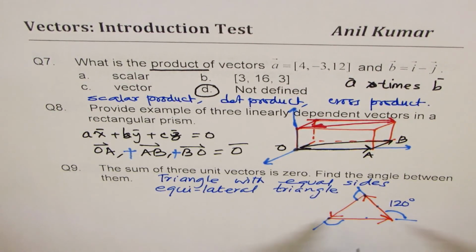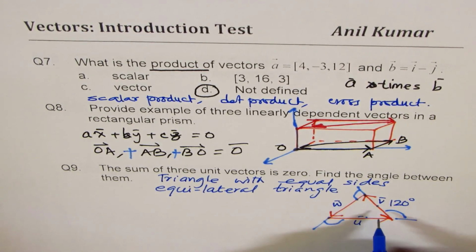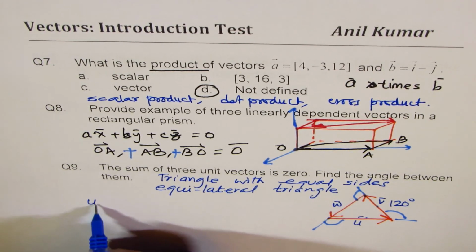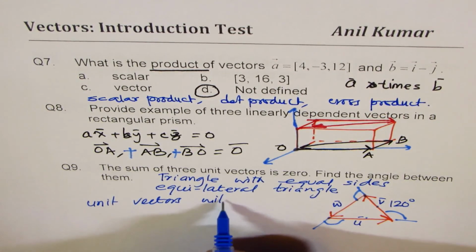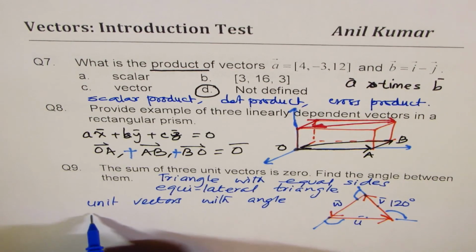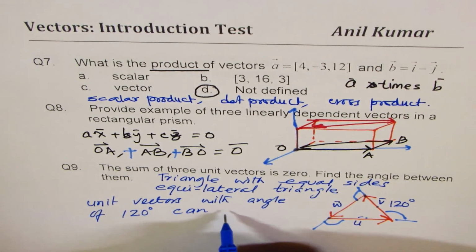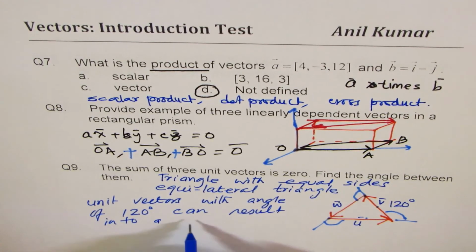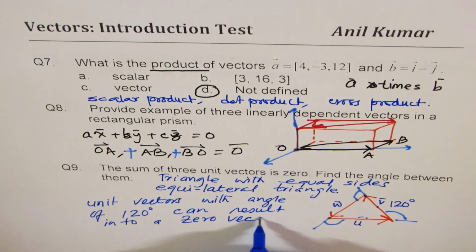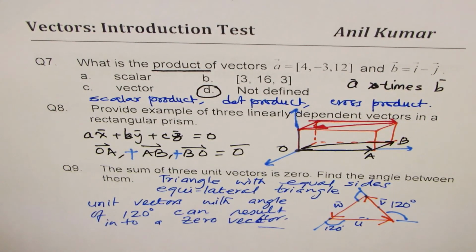Do you understand? So the vectors, you could say U, V, and W, are three different vectors with magnitude 1. So the unit vectors with an angle of 120 degrees can result in a zero vector. Do you see that? Their sum could be 0 provided the angle is 120 degrees. So that is how you are going to solve this particular question.